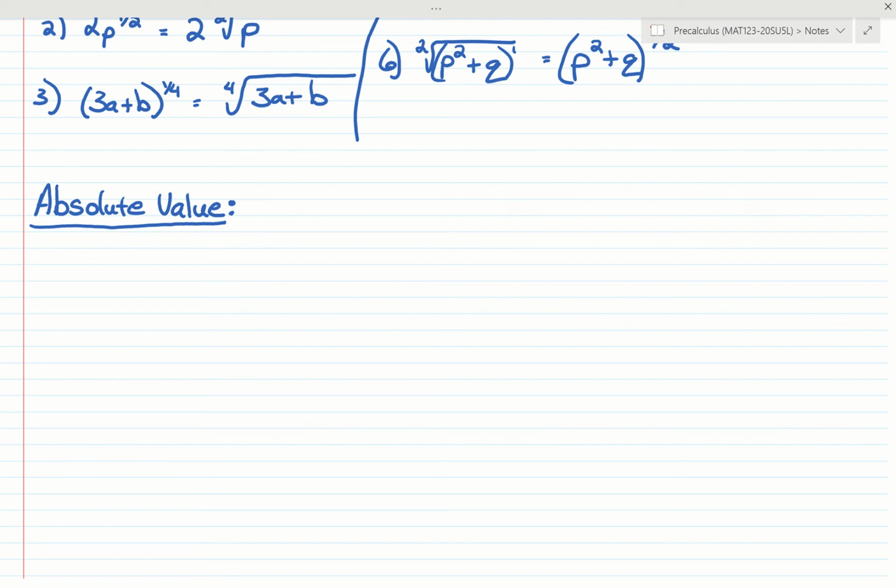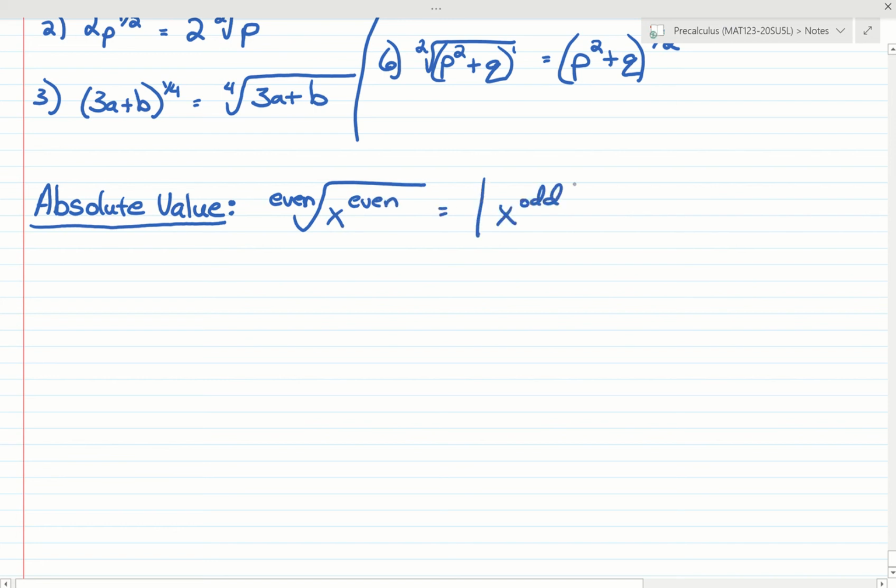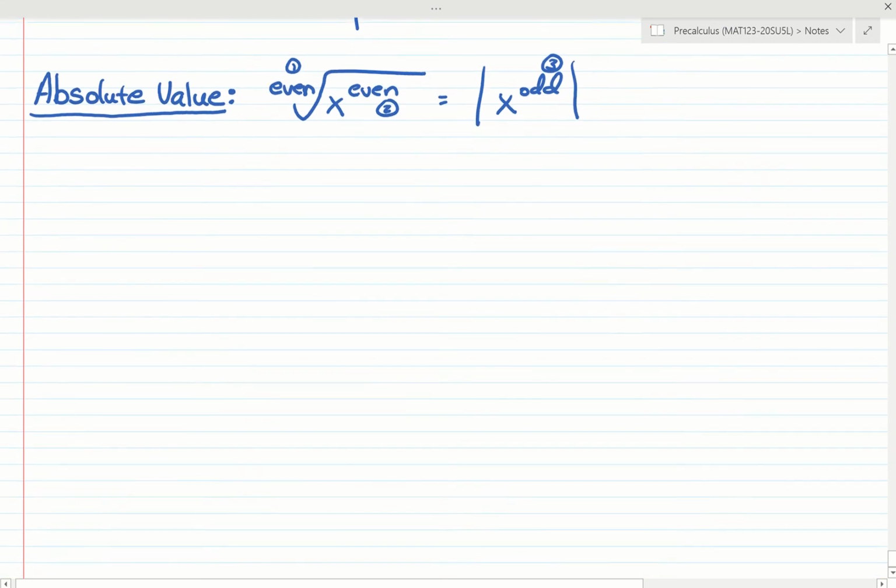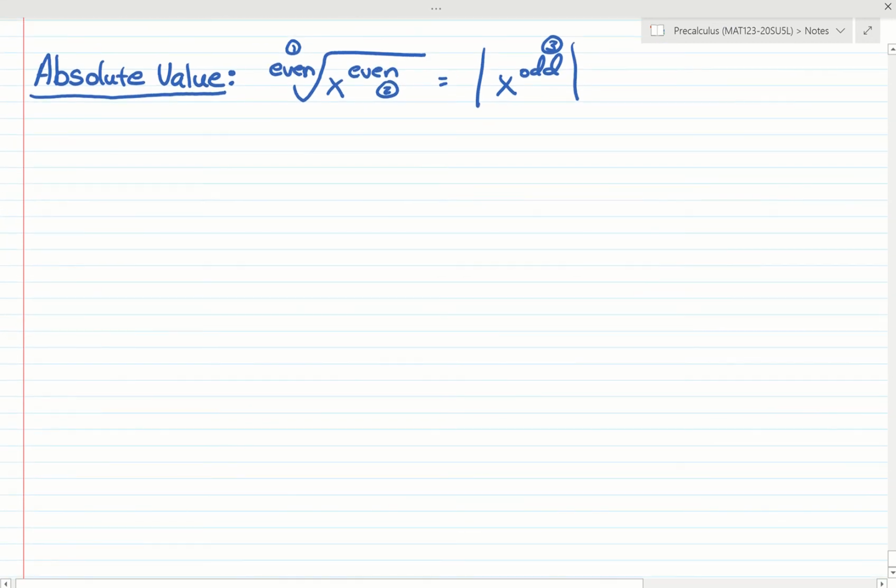Let's discuss absolute value and its importance with radicals. So the rule with absolute value is that whenever you take an even root of anything to an even power and you get an odd power answer, you need absolute value. So you need these three things. 1, 2, 3. Even, even, odd, you need absolute value. That's the rule. If one of those are missing, you don't need absolute value.